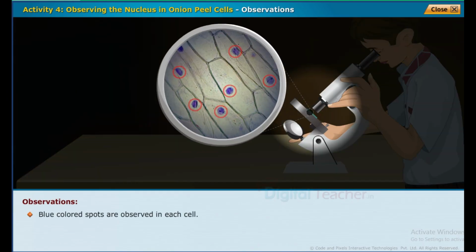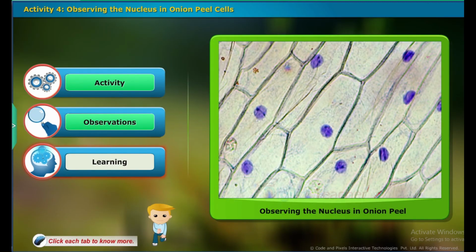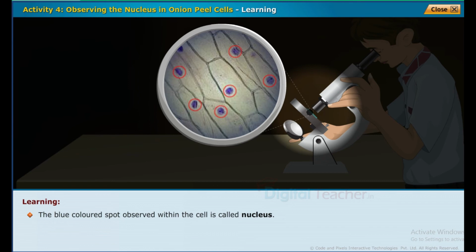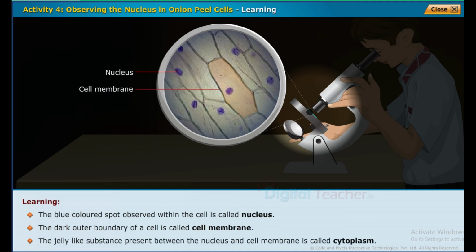Blue-colored spots are observed in each cell. A thick border is observed for each cell. In between the dark-colored spot and the border of the cell, a jelly-like substance is observed. The blue-colored spot observed within the cell is called the nucleus. The dark outer boundary of a cell is called the cell membrane. The jelly-like substance present between the nucleus and cell membrane is called cytoplasm.